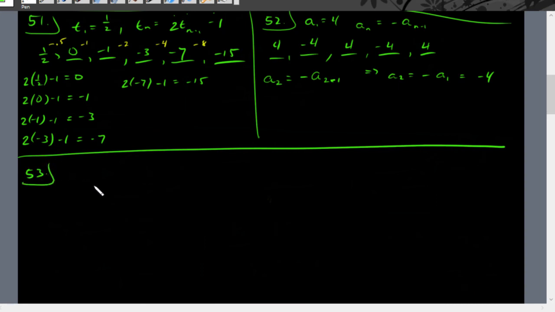53. This will be the last problem for this part. P sub 1 equals negative 3. P sub n equals 4 times P sub n minus 1 plus 1. Okay. So the first term is negative 3. There's your given. Then you take the previous term and add 1 to it, and then you multiply that by 4. So negative 3 plus 1 is negative 2, times 4, negative 8.